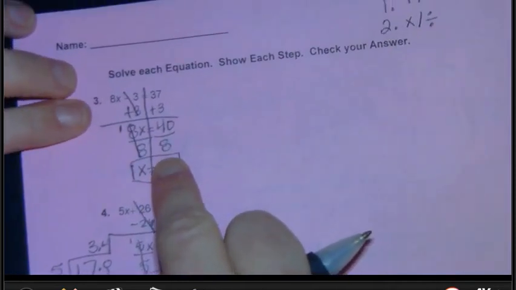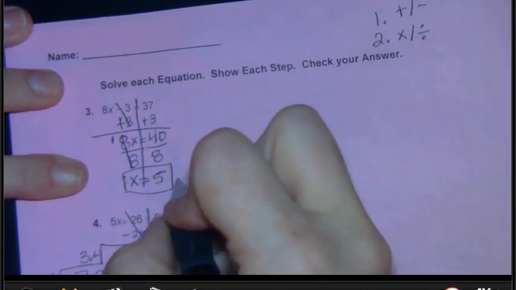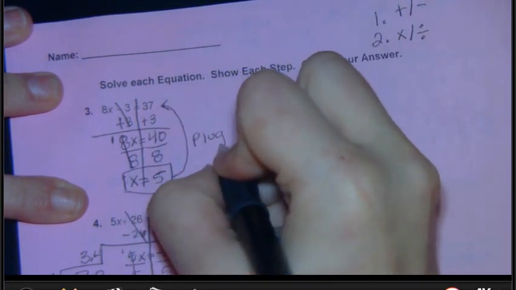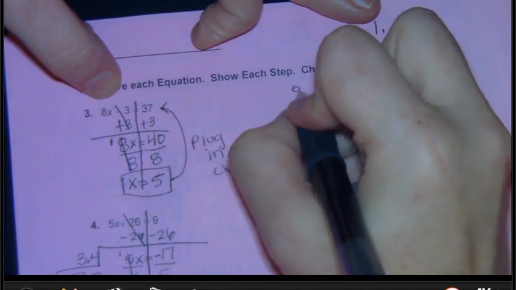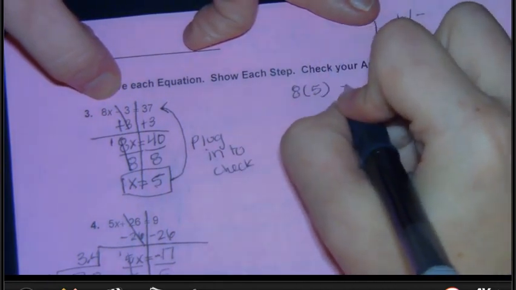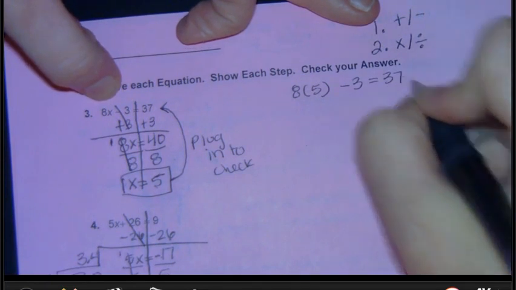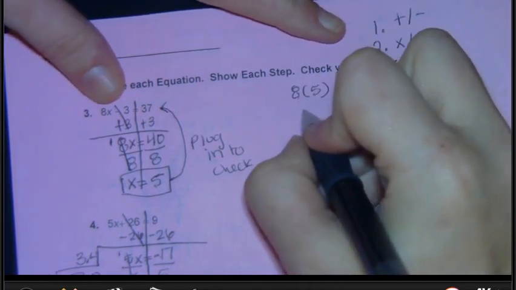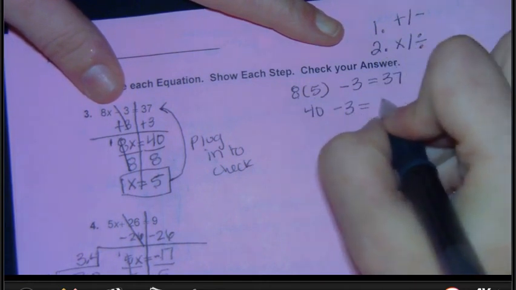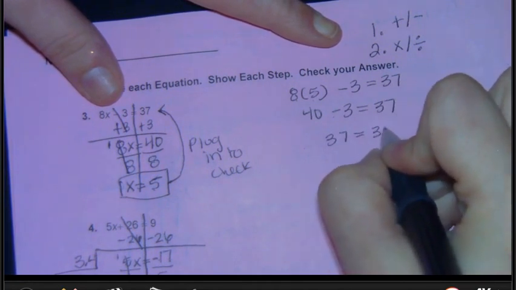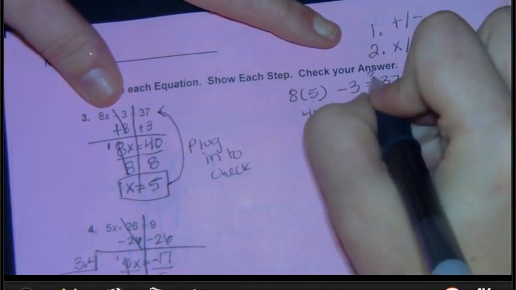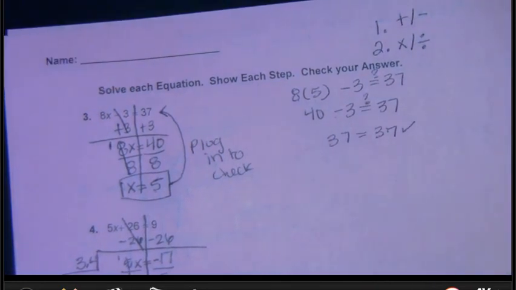Okay, so I'm going to actually go back to number 3 because it says to check our answer, and I forgot to do that. That means I'm going to take my answer and plug it back in to check my equation. So instead of x, I'm going to plug in 5. So I'm going to have 8 times 5 minus 3, and I should get 37. Well, 8 times 5 is 40, minus 3 equals 37. Well, 40 minus 3 does equal 37, and this is correct. You guys can put question marks if you want.